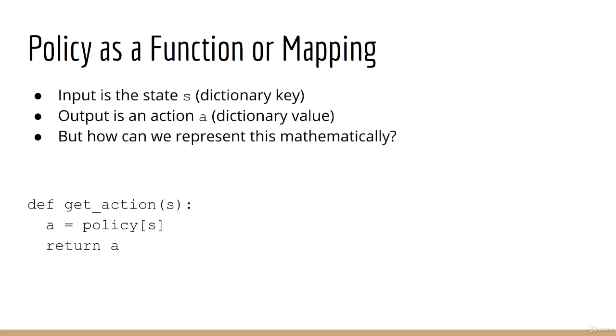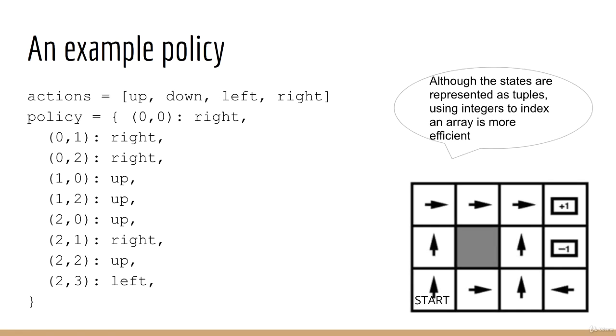The simplest way to think about a policy is that it's a dictionary mapping or a function that returns an action given a state. Here is such a function. As you can see, the only input is a state S, and it returns an action A, where the state S was the key to the dictionary and the action A was the value. The real question is, how can we represent this mathematically? This is why it's useful to talk about how we encode states and actions first.